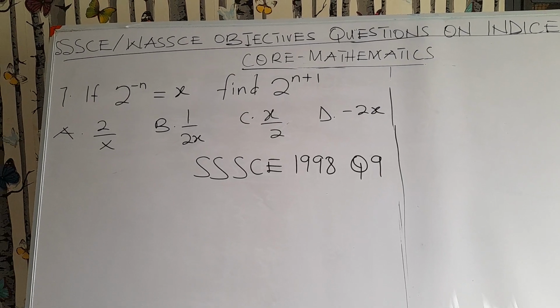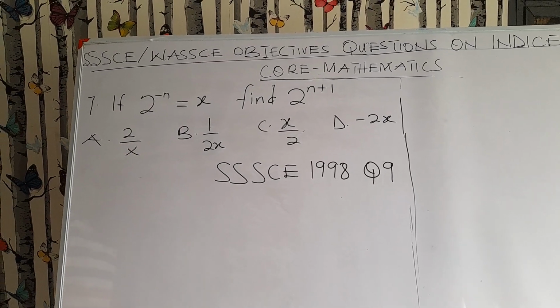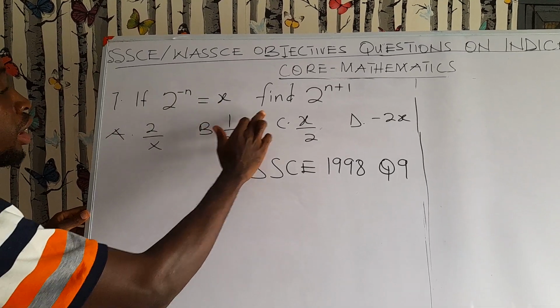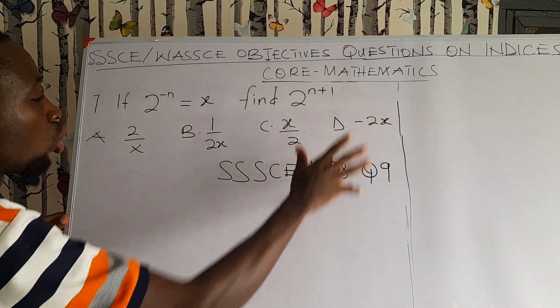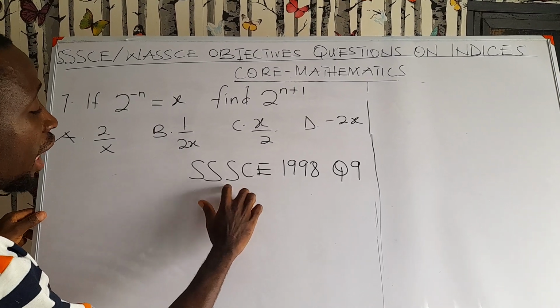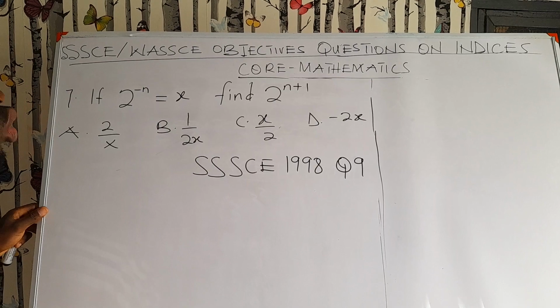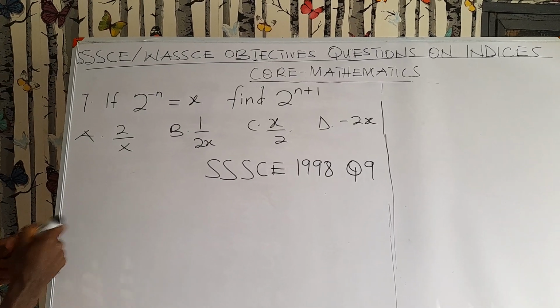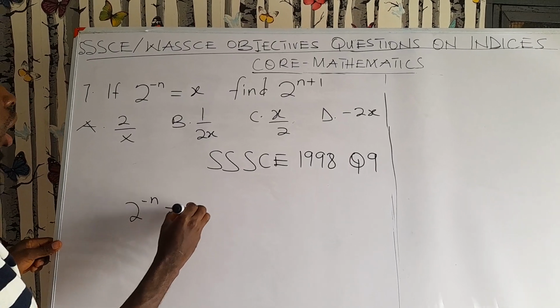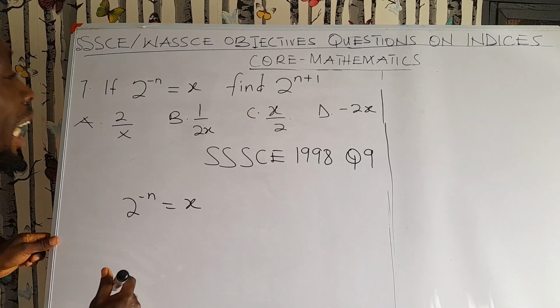So please pause the video and try solving this one and see if you get it correct. Say if 2 exponent negative n is equal to x, find 2 exponent n plus 1. Our video covering all these things, please check it out. This is SSSCE 1998, question number 9. So now compare your answers with mine. Say 2 exponent negative n is actually x. We should find 2 exponent n plus 1.